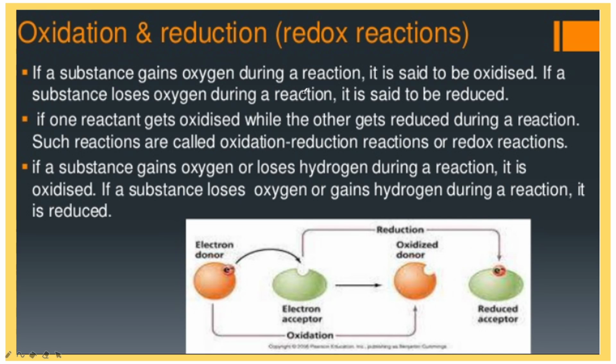Next is the oxidation and reduction reaction. What is oxidation and what is a reduction reaction? If a substance gains oxygen during a reaction, it is said to be oxidized. A process which involves addition of oxygen or removal of hydrogen is called an oxidation reaction.